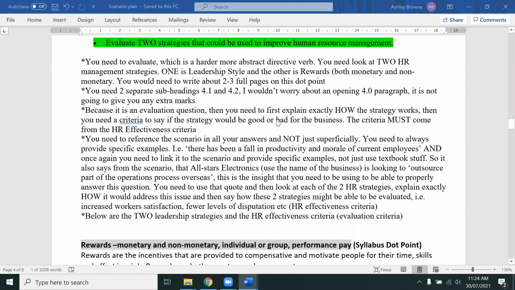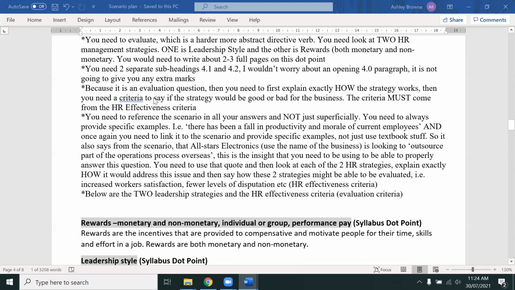All right, let's get back to this because I want you to start writing the essay soon. All right, so we're up to here. Now, because it's an evaluation question, you first need to explain how the strategy works. So you need an explanation in evaluation. It's not just an evaluate, it's an explain question to start with. Then you need a criteria to say the strategy would be effective, which is good, or ineffective, bad for the business. The criteria must come from the HR effectiveness criteria. That's where we get our evaluation of HR. Like for operations, we get it from the performance objectives. So the last part of the syllabus.